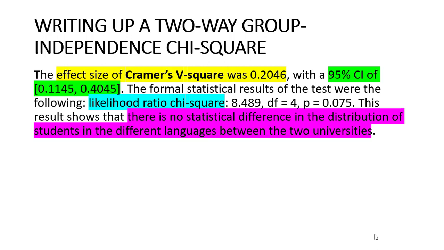This result shows that there is no statistical difference in the distribution of students in the different languages between the two universities. So what do we observe in this description? Well, first, we report Cramér's V square, we report the confidence interval, you report the likelihood ratio chi-square that comes from Minitab with the degrees of freedom and the corresponding p-value, and then your conclusion. So in this case, there is no statistical difference in the distribution of students in the different languages between the two universities. Okay?